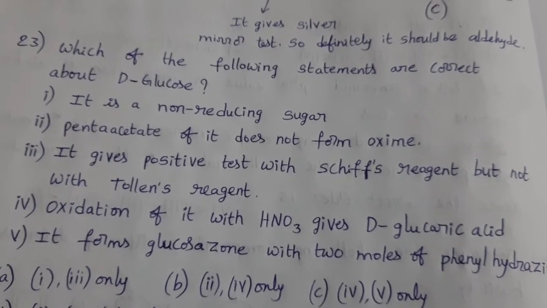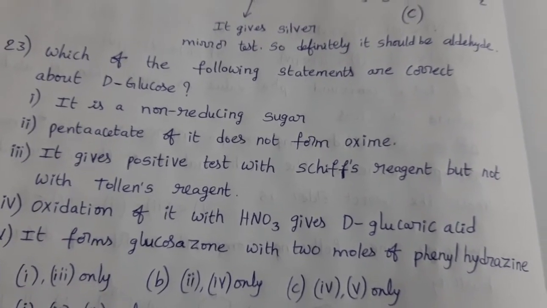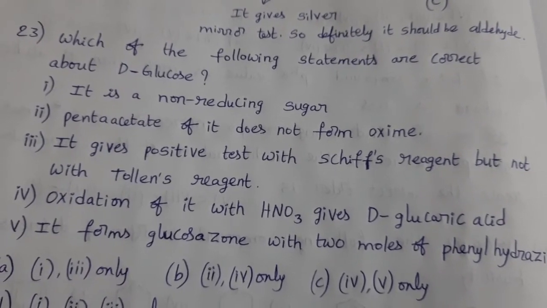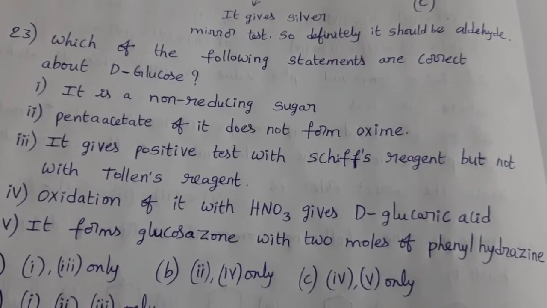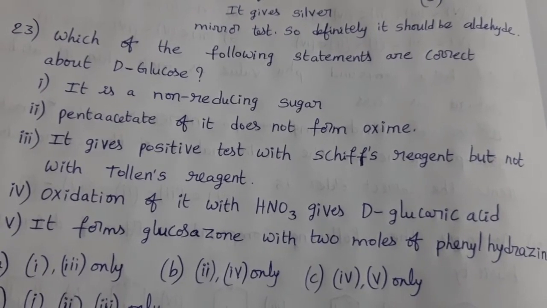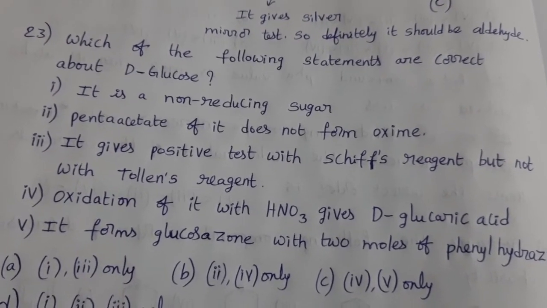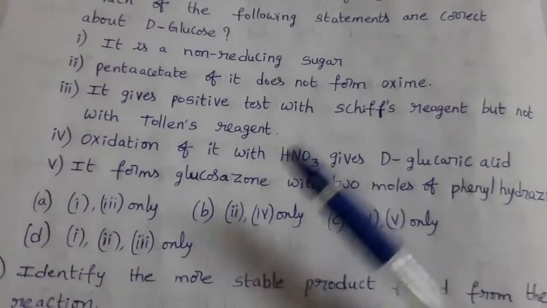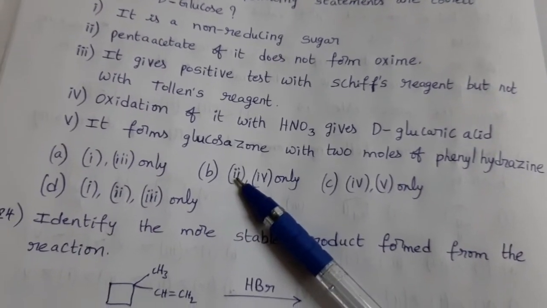Next, oxidation of it with HNO3 gives D-glucaric acid. This is correct. It forms glucosazone with 2 moles of phenylhydrazine. This is wrong. 5th statement is wrong. Glucose forms glucosazone with 3 moles of phenylhydrazine. So in these statements, 2 and 4 are correct. What is the option? Option B is the answer.